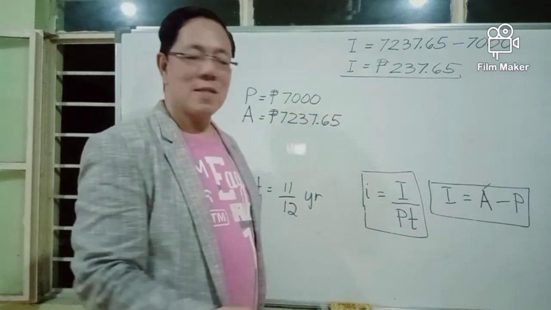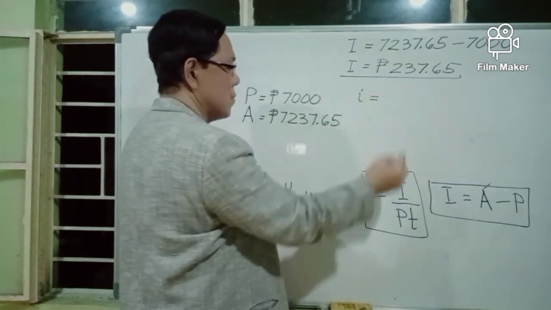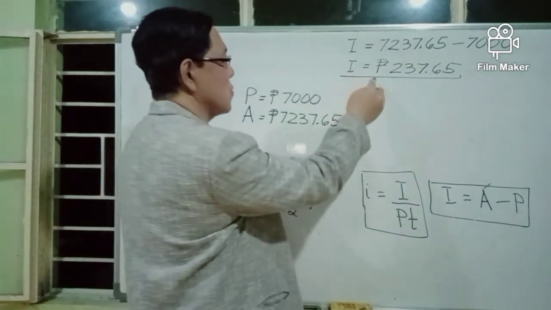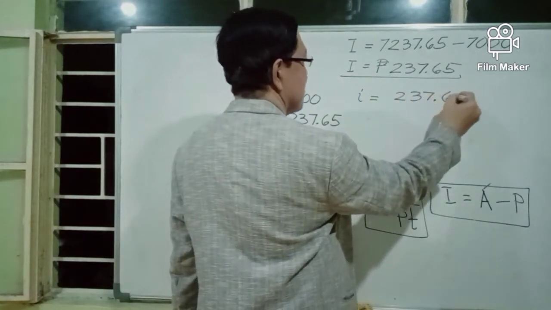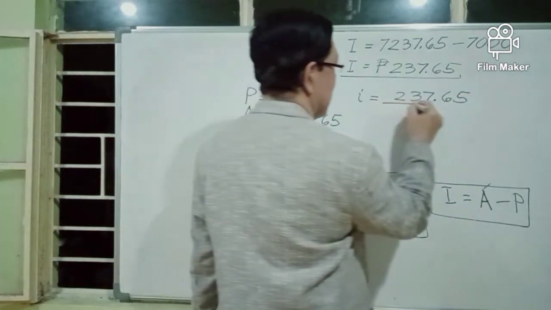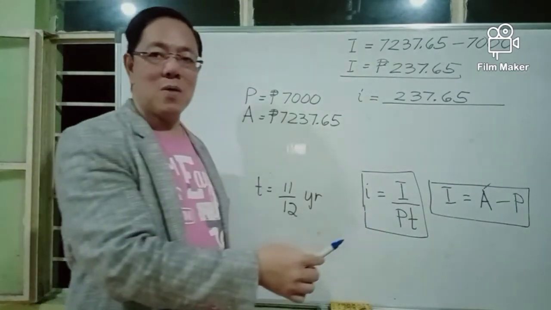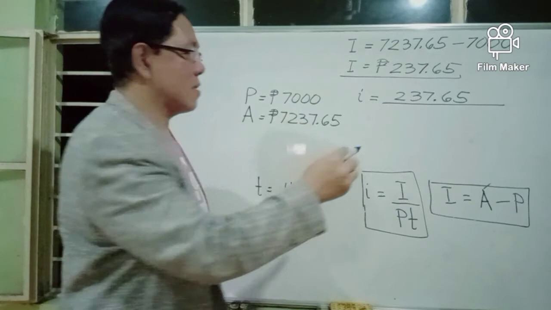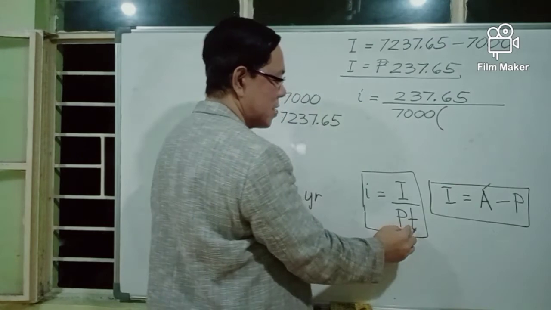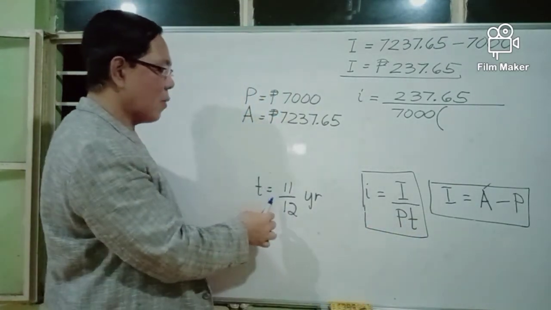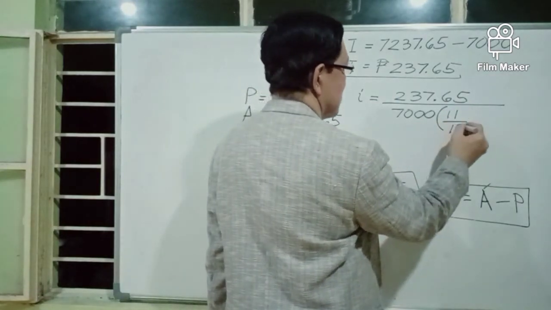Now we can solve for the simple interest rate I, and it's equal to the amount of interest capital I, which we have solved, and is equal to 237.65 divided by the principal, the original amount borrowed of 7,000 pesos. Multiply by the time in years. And our time in years is 11 over 12.